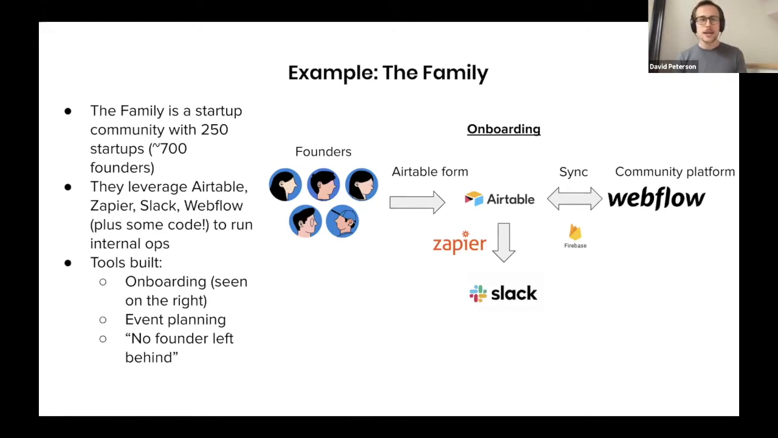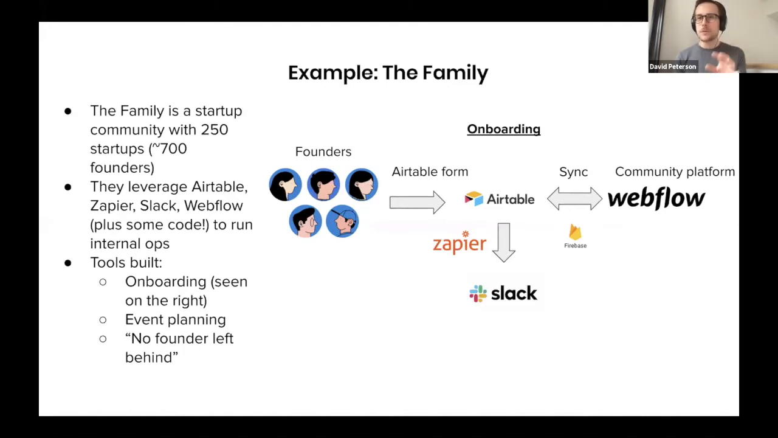As I was saying, they use Airtable, Zapier, Slack, Webflow, and actually Firebase, where they've written a few lines of code, to run basically all the internal operations for their community. They built a bunch of different products. One is their onboarding system. Another is their whole event planning system. Last is this thing they call No Founder Left Behind, where they're automatically alerted when founders in the community aren't engaging in different ways, so they can reach out to them and help them. All of it, no code.